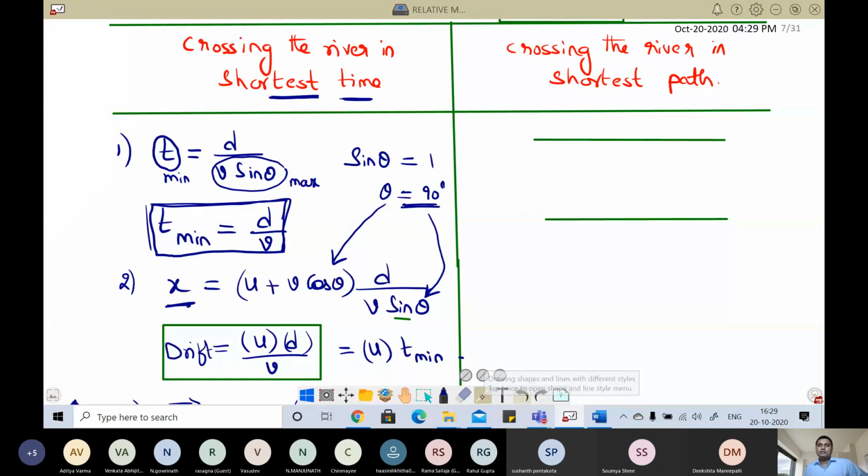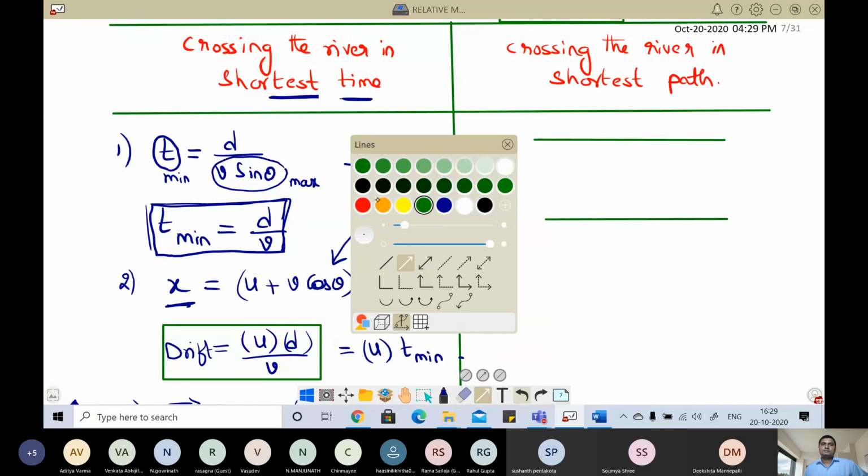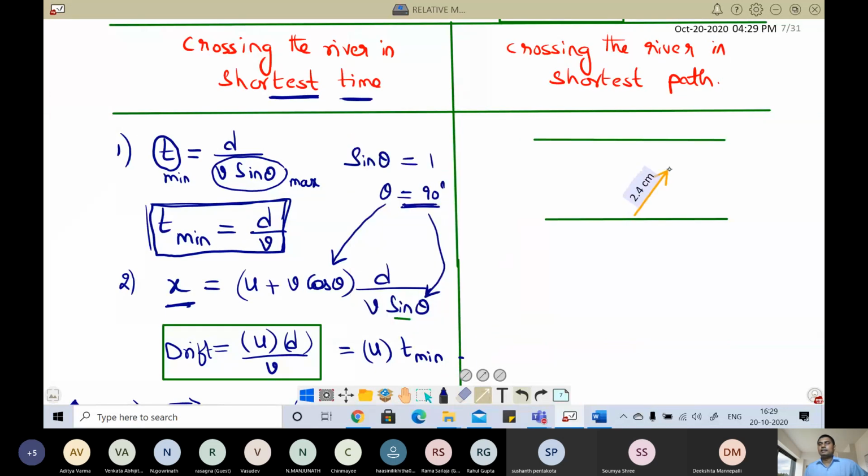Okay, as I told you yesterday, suppose you take any length like this or like this, this is not the shortest distance between the two lines. The shortest distance will always be only the perpendicular distance like this. So therefore these cannot be shortest. Only this can be the shortest. So that means you want to cross the river in the shortest path.